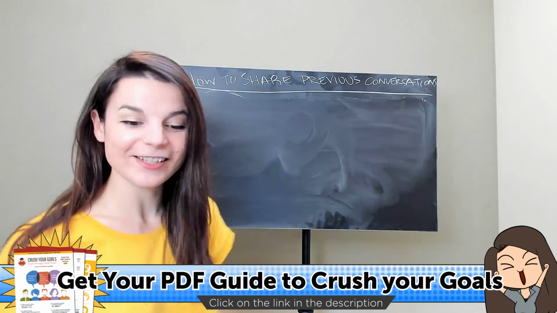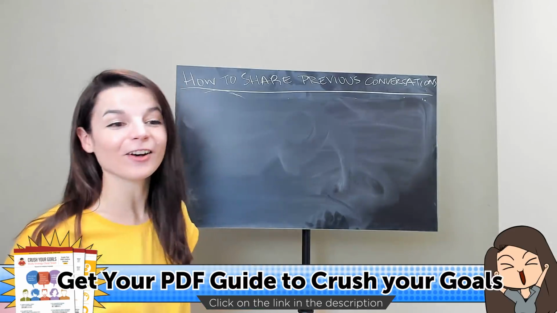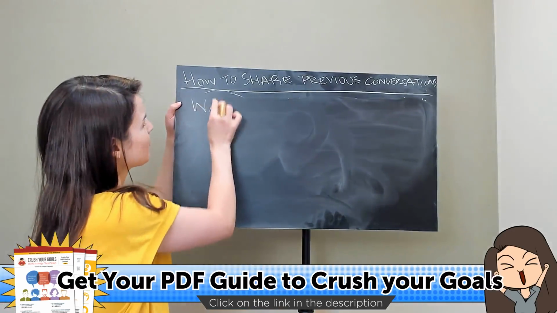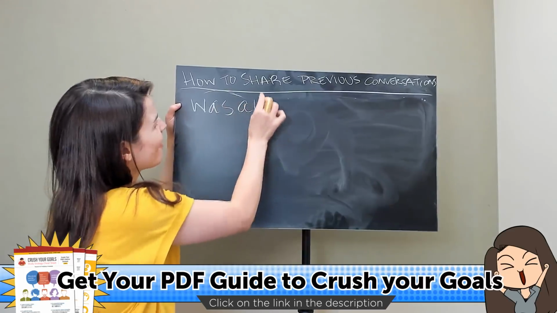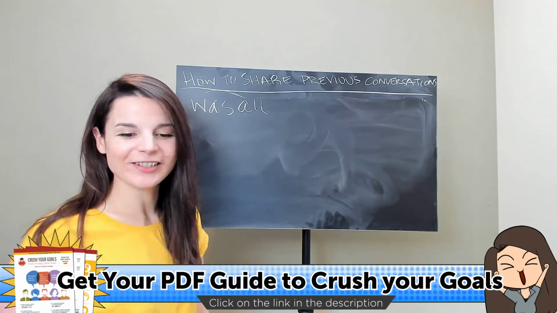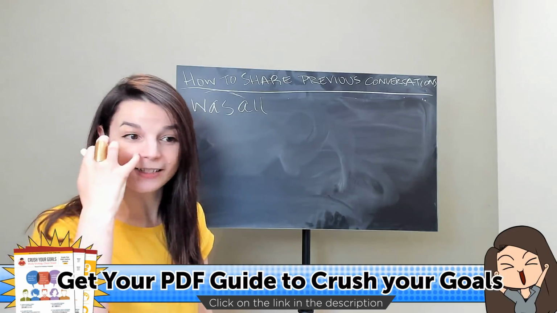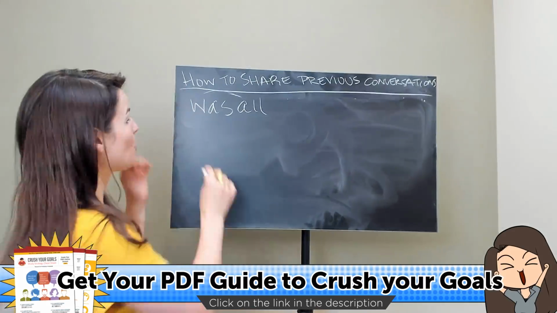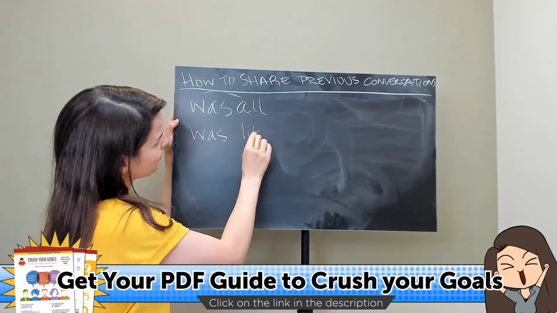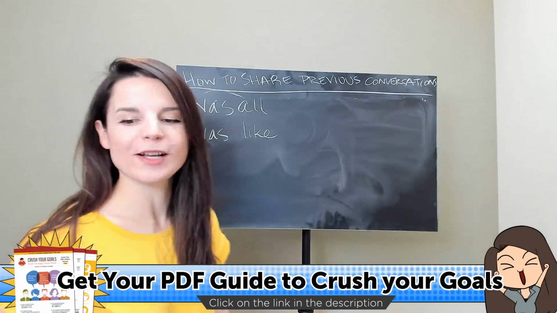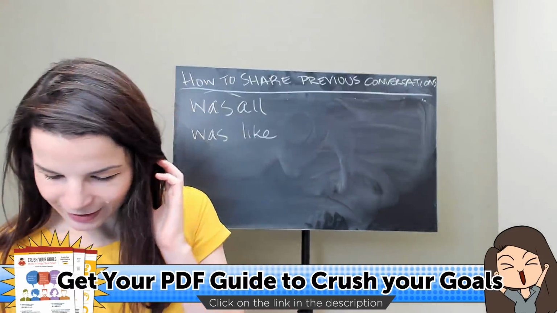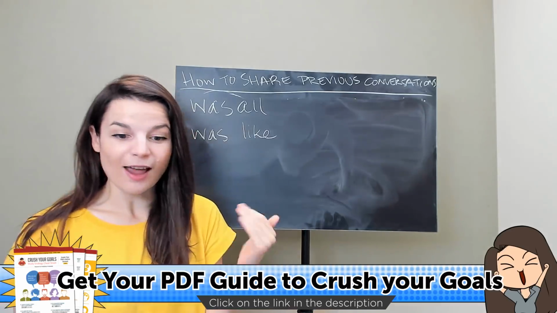All right, so let's look at the first one. So the first expression I want to explain is this one. Was all. So this is one. I'm going to introduce two, and then we'll look at an example of how these are used. Was all and was like. So when we say these, we say them really, really quickly. So I was all and I was like.